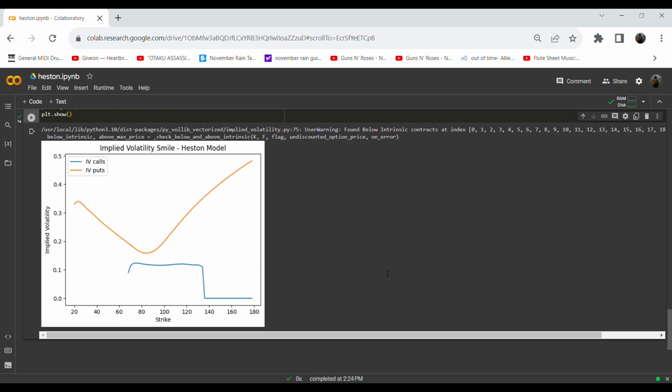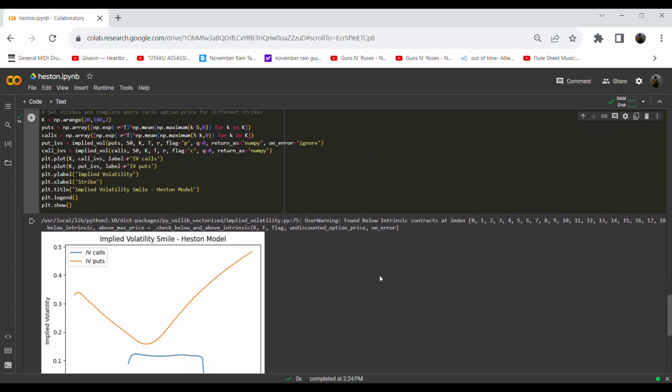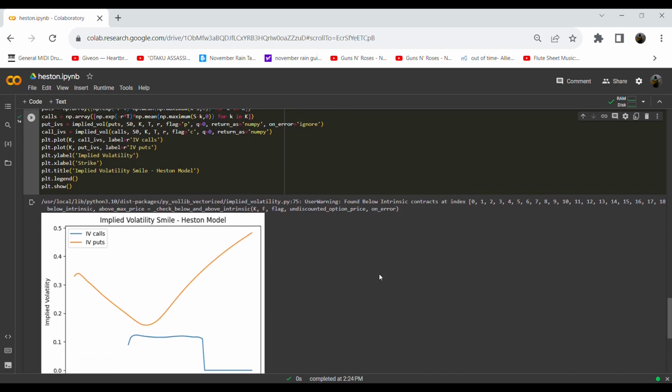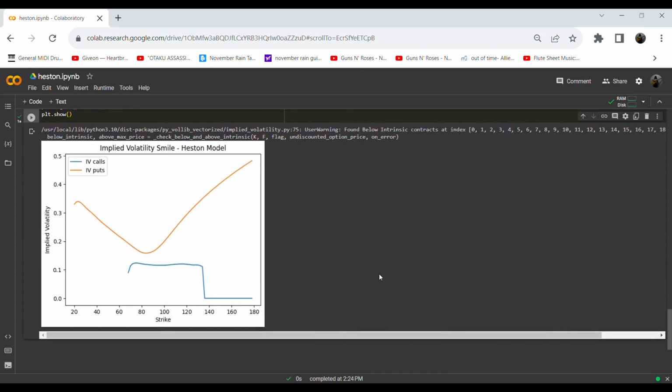So we have here the implied volatility smile for calls in blue and for puts in orange, and that's all. We have the simulation of our implied volatility smile, and with this we can have the prices for our call and put options.